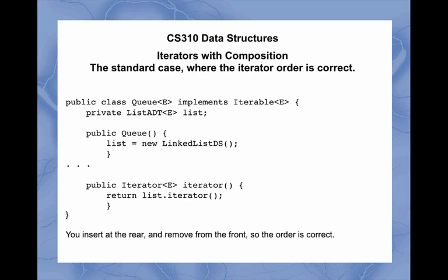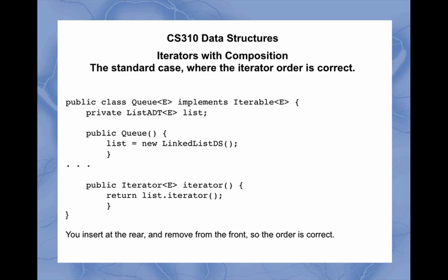So, using iterators with composition, as we saw in a preceding lecture, it's fairly common to make one data structure out of another. So for instance, if you have a linked list that works well, then you can use that very often to build a stack or a queue. We've seen code like this before. What we want to look at now is the iterator.